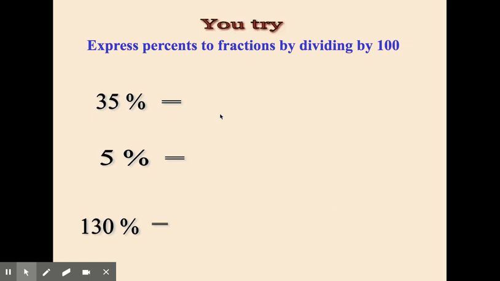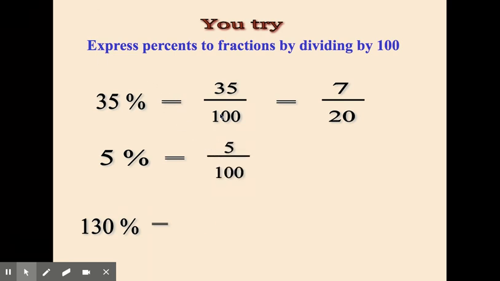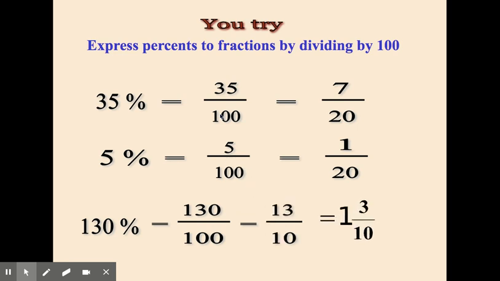Okay, you try 35%. Would be 7/20ths. 5% would be 1/20th. 130% would be 13/10 or 1 3/10.